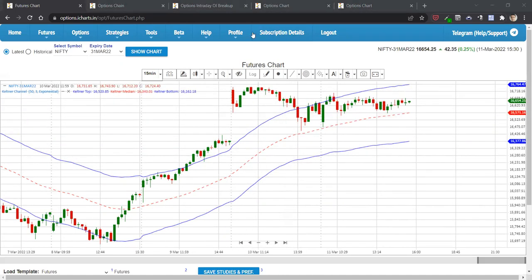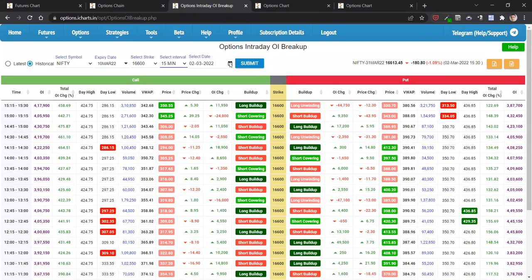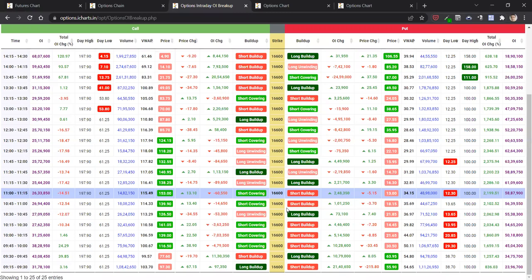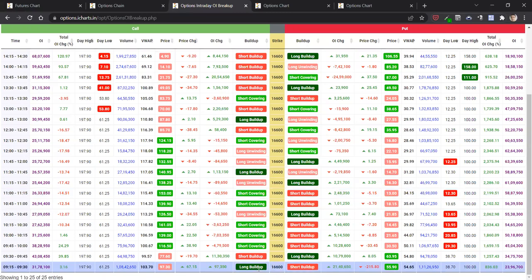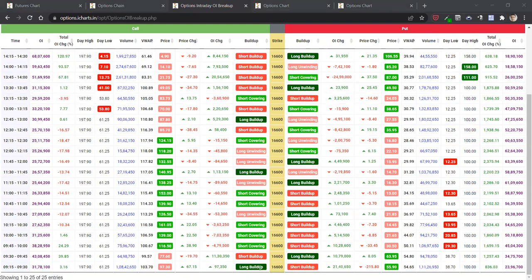Let us take the 10th, which was the expiry. 16.6 again. I would take the same 16.6 after the first 15 minute close, and I would go historical here. I'd go to 10th March, 16.6, 15 minutes time frame. 9:30 long is indicated here on the call side, short on the put side.